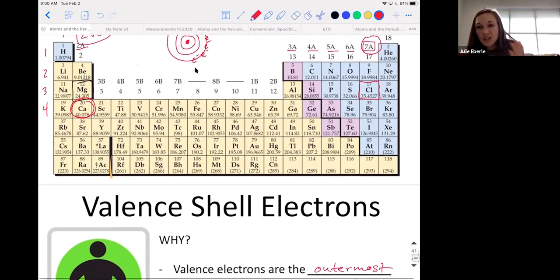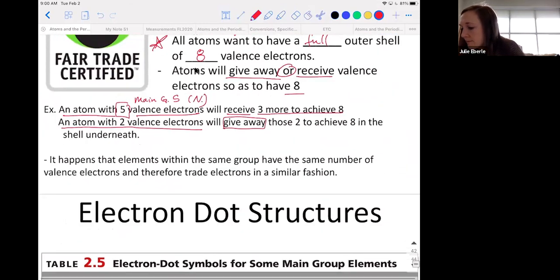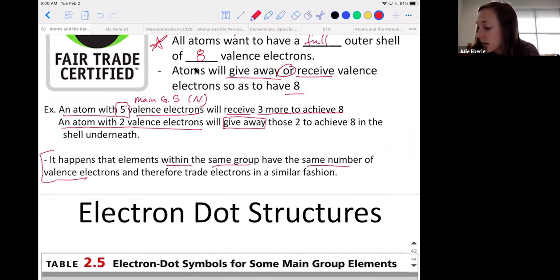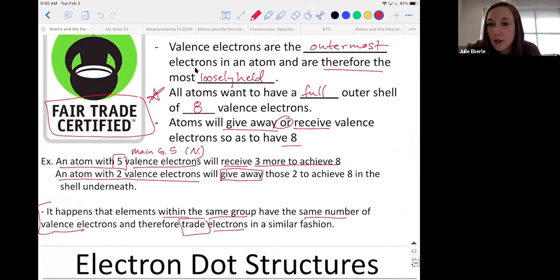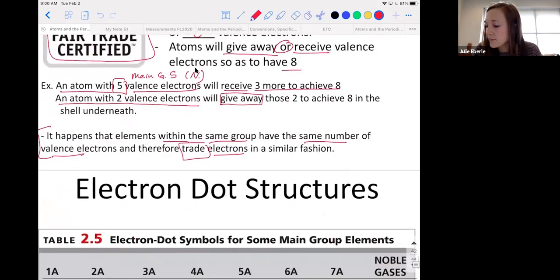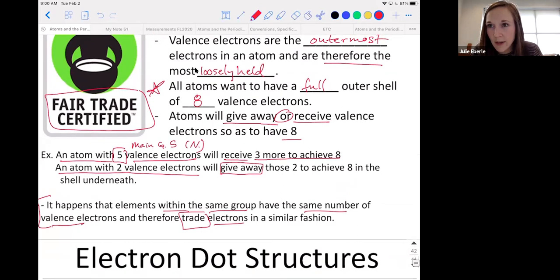Okay, questions on that? I'm going to read this last statement. It happens that elements within the same group have the same number of valence, and therefore they trade electrons. That's why I put this whole figure here. They're going to trade electrons in similar fashion. And all of this dictates the fact that they behave similarly in nature. Okay? Questions on valence?